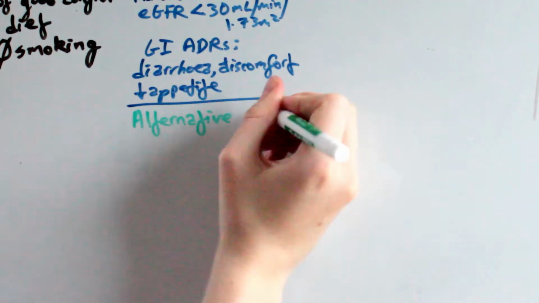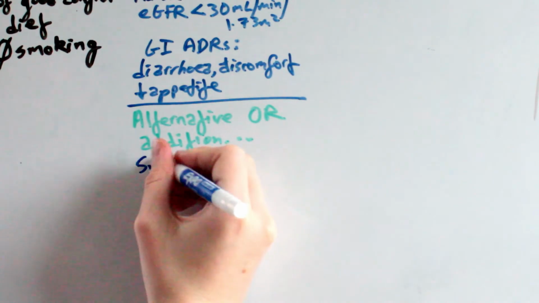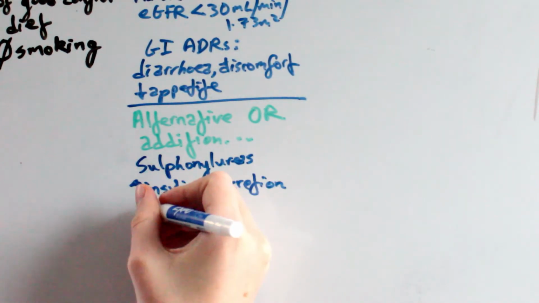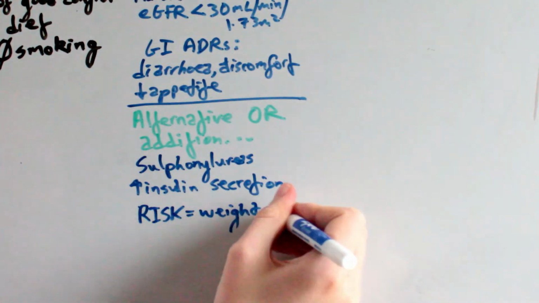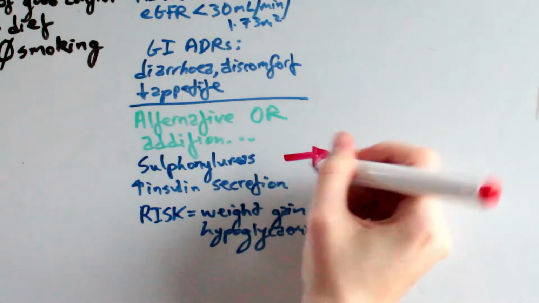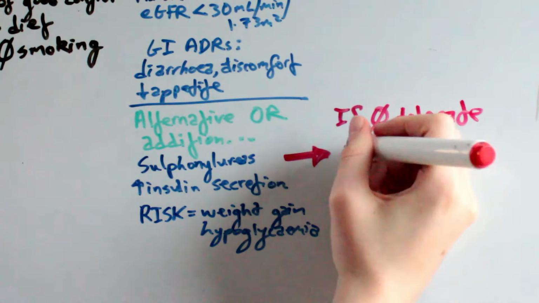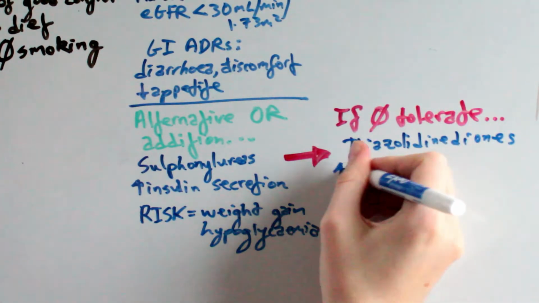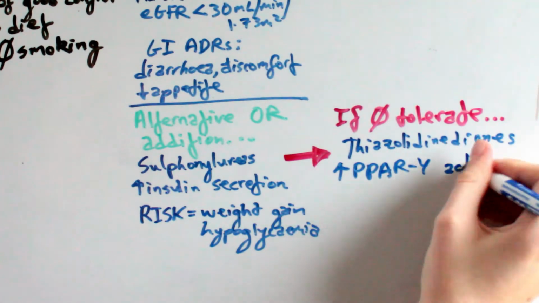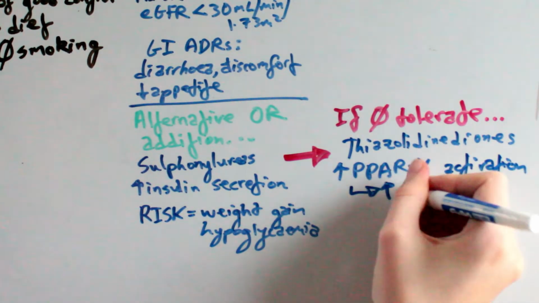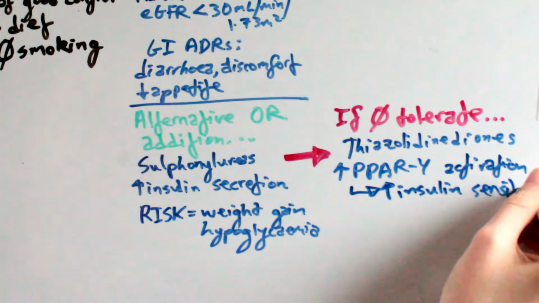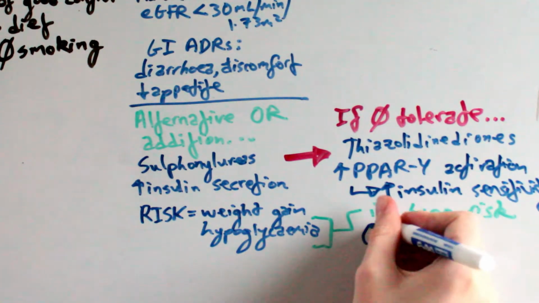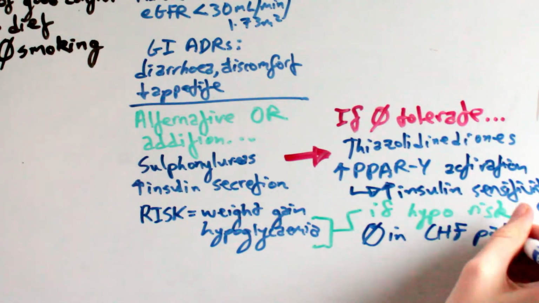So the next alternative or additional drug class is sulfonylureas. These increase insulin secretion, however, they do carry a risk of weight gain and hypoglycemia. So if they are not tolerated, thiazolidinediones are an alternative. They act by increasing peroxisome proliferator-activated receptor gamma, leading to increased insulin sensitivity. They are good if there is a risk of hypoglycemia, but should be avoided in congestive heart failure patients.